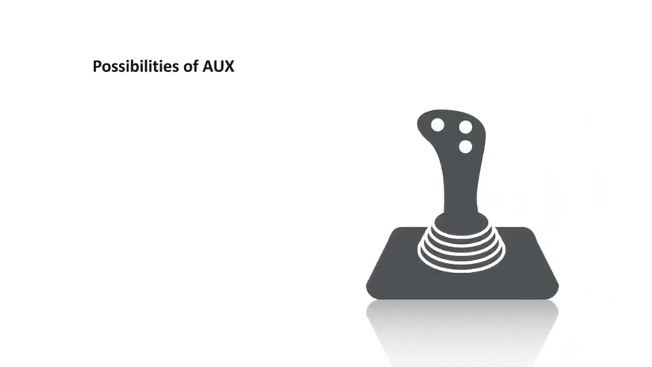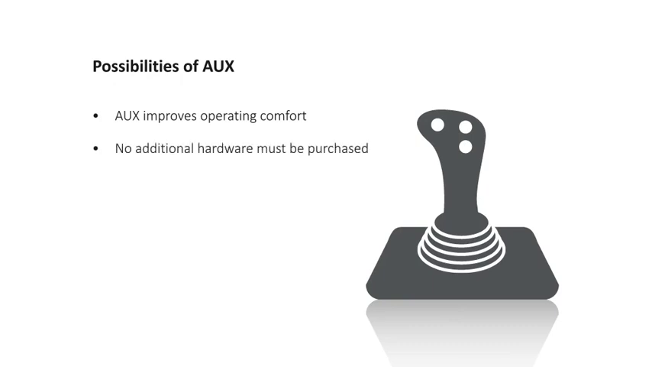Auxiliary control offers some possibilities for the user. As example, it can improve the operating comfort. For this, the joystick of the tractor is usable. No additional device has to be purchased. When connected, every single control button and function is freely configurable.